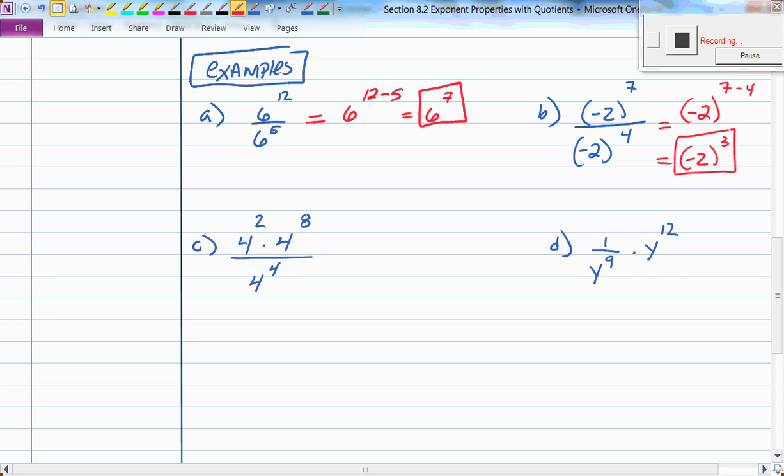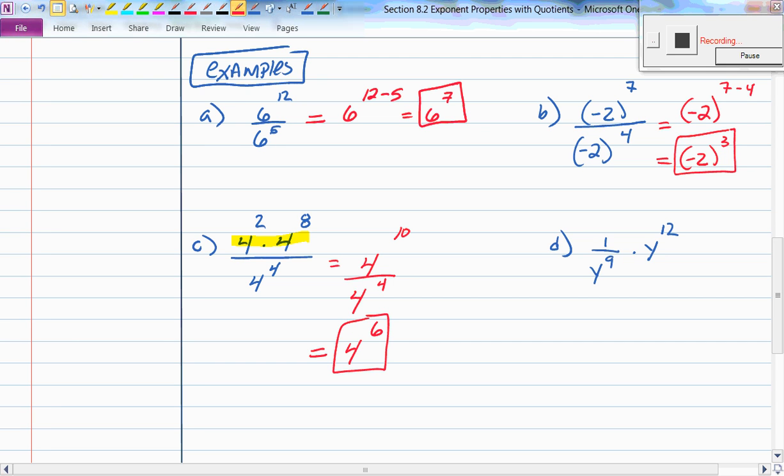Okay. Ooh, part C. Now, let's just take a look at the numerator first. What do we have to do? We got to clean that up. We got to add it. Good. I'm glad you saw that. So that's going to be 4 to the 2 plus 8 was how much? 10. Good. And then divided by 4 to the 4th, correct? So therefore, we have 4 to what power? To the 6th, because 10 minus 4 is 4 to the 6th.